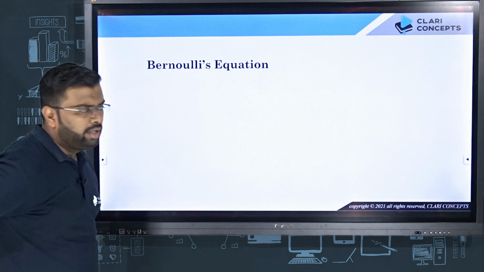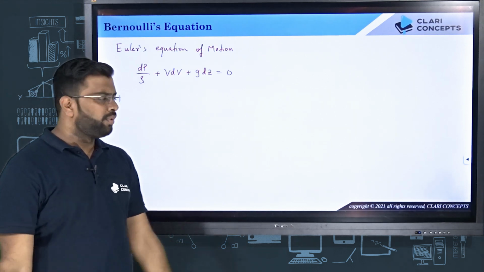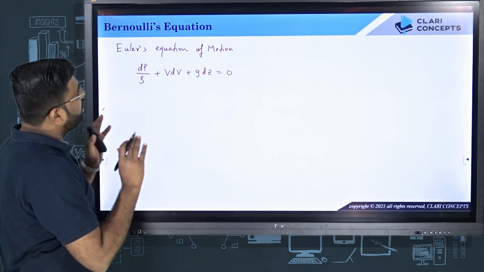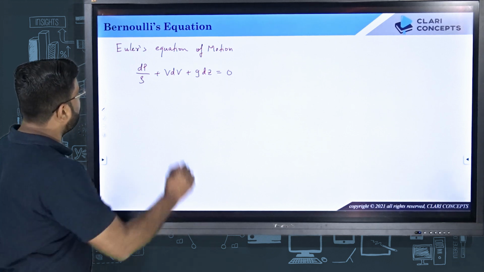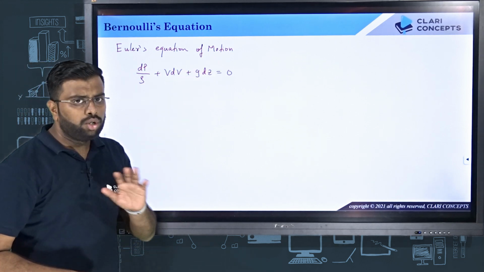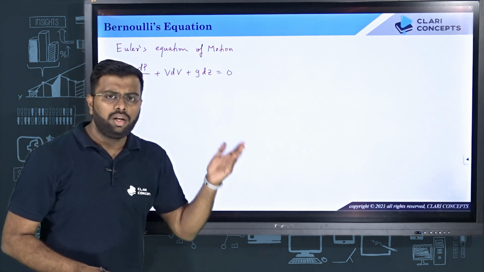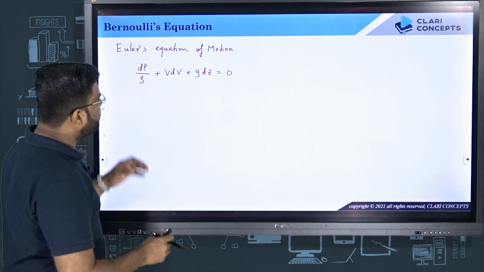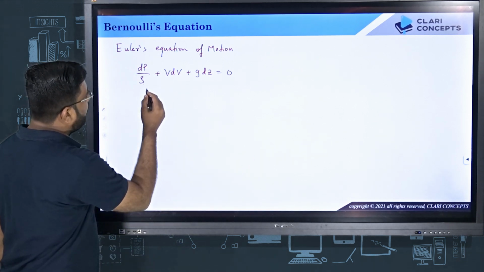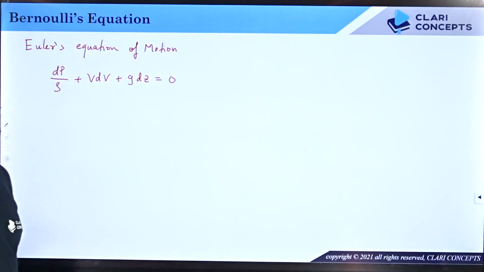So let us see Bernoulli's equation, what is it and what are the terms associated with this equation. Bernoulli's equation can be derived from the basis of Euler's equation of motion, and if you do not know where this Euler's equation of motion came from, you look at my previous lecture where I have derived this equation. Euler's equation of motion says that dp by rho plus v dv plus g dz equals 0.